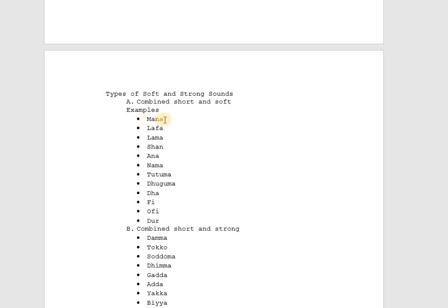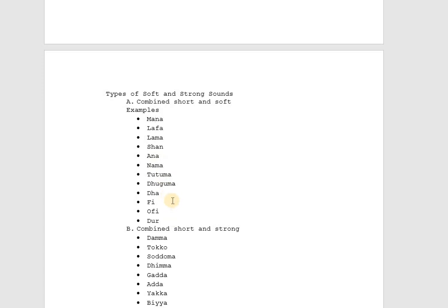I have no way to read that differently than mana. Mana, lafa, lama, shan, ana. I can't read any other way. So what we say, we write. What we write, we read. That's a rule. That's why learning Oromo is very, very simple once we know our sounds. So these are short and soft.